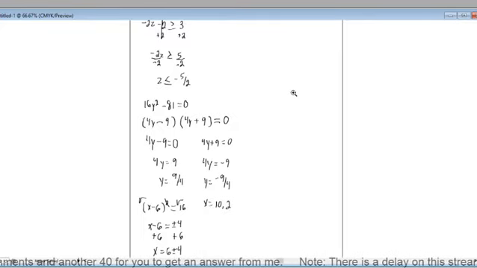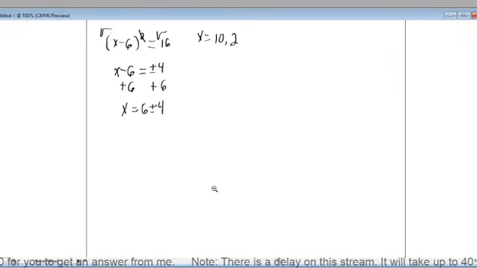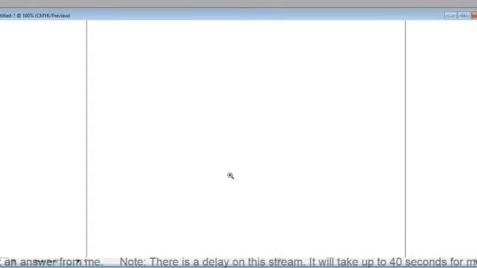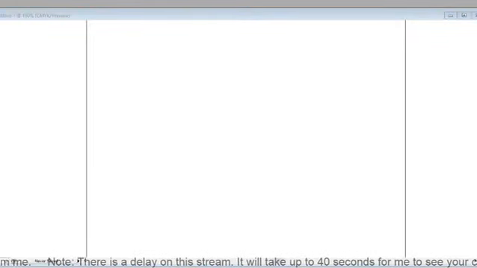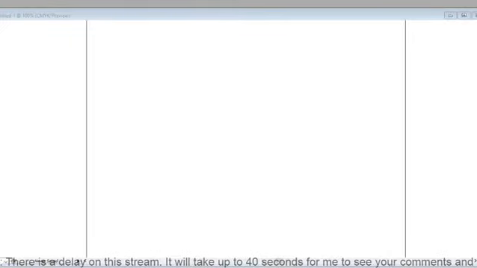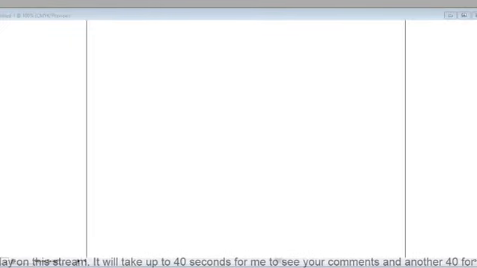All right, let's keep going. Whoops, too far. Okay, so next one, number 6. Says solve the following quadratic equation by completing the square.